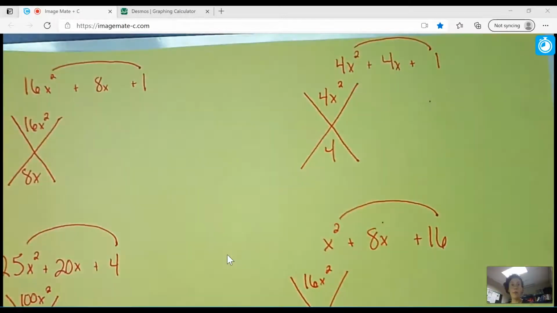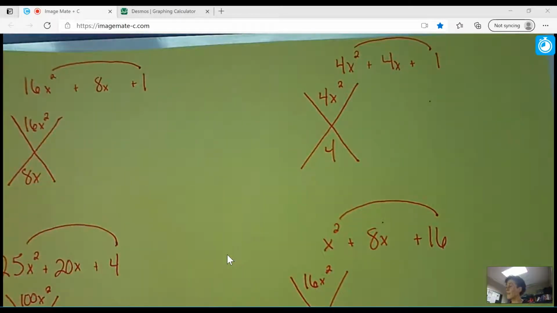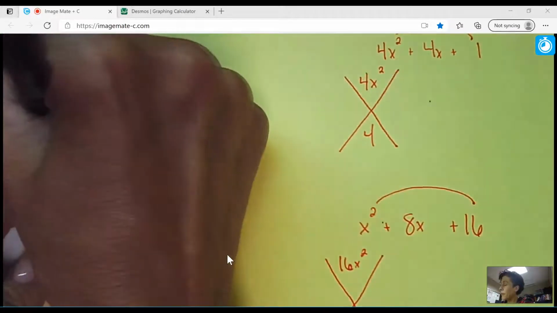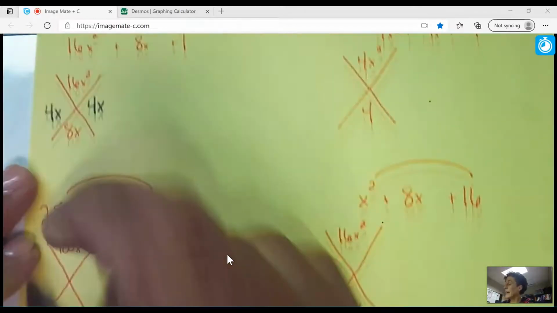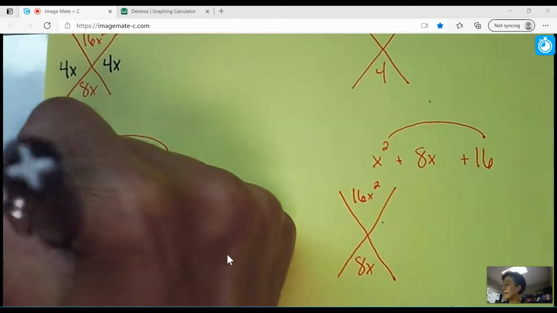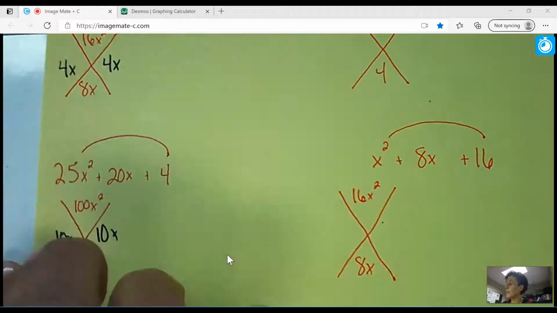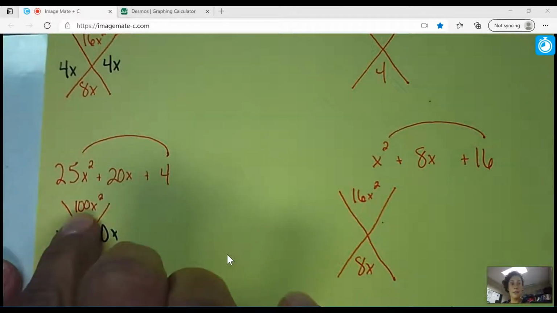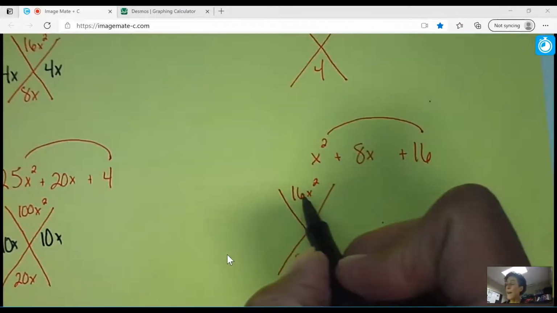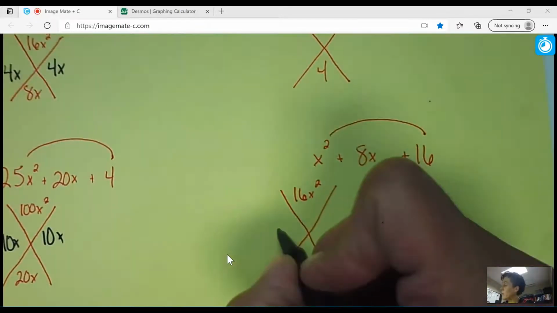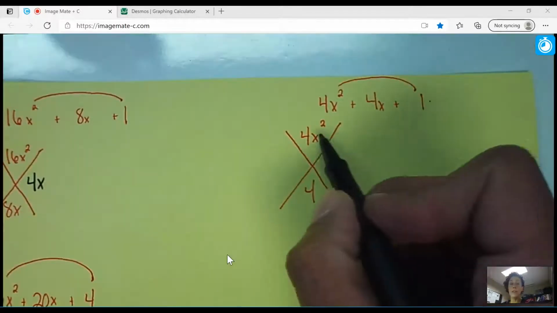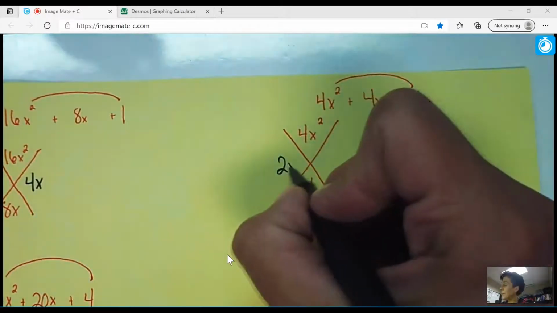So now what I'm looking for is what are those factors? So what factors of 16 are going to give me 8? Well, that would be a 4 and a 4. When I look for factors of 100 that make 20, well, that would be 10 and 10. So just a reminder, when I multiply these, I get the 100x squared on top, and when I add these, I get the 20x on the bottom. So factors of 16 that get me to 8 would be 4 and 4. And factors of 4 that get me 4 would be 2 and 2.